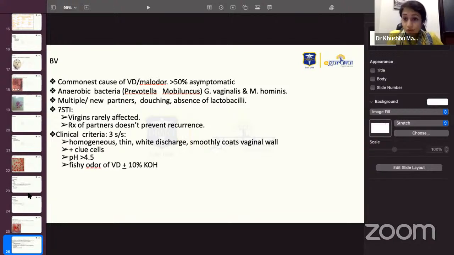Either you get a fishy odor directly, or if in the discharge you just add 10% KOH, then you get a fishy odor because of release of amines. So this release of fishy odor on putting 10% KOH on the discharge is called Whiff test and is very, very characteristic of bacterial vaginosis. So you look for fishy odor, you do the pH test, and then you do a gram stain. And what do you see? You see clue cells.